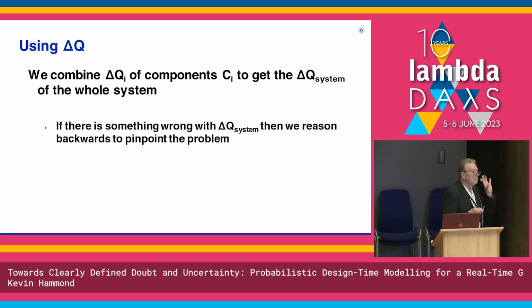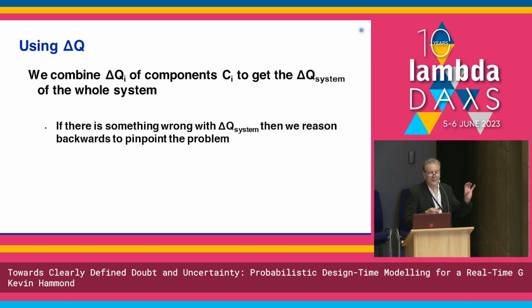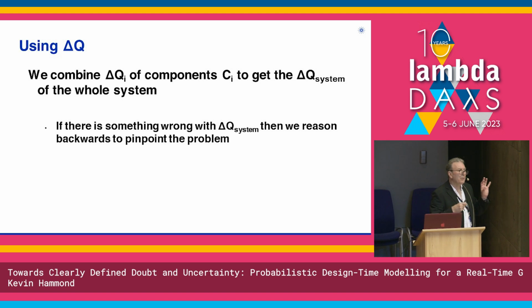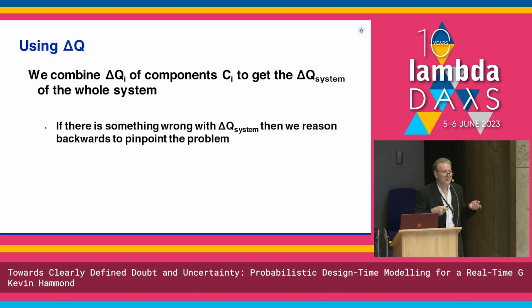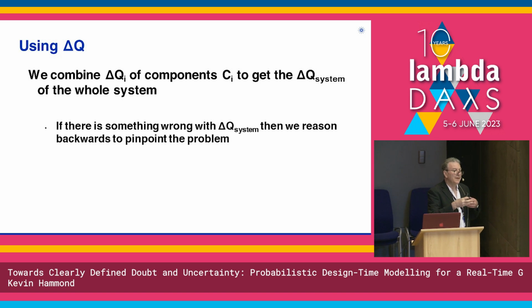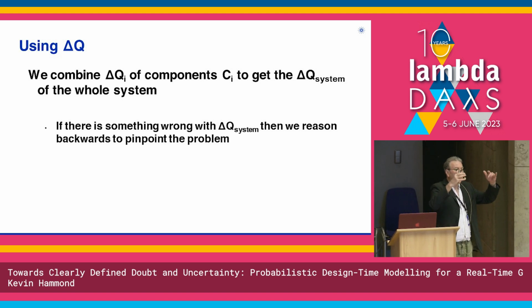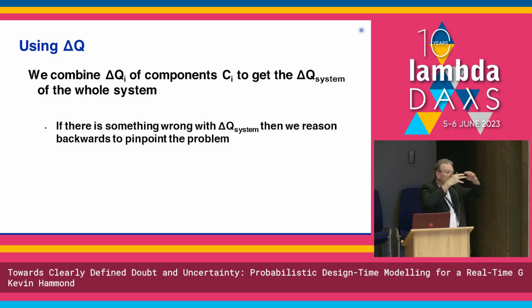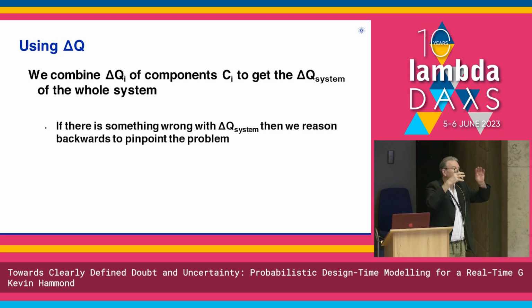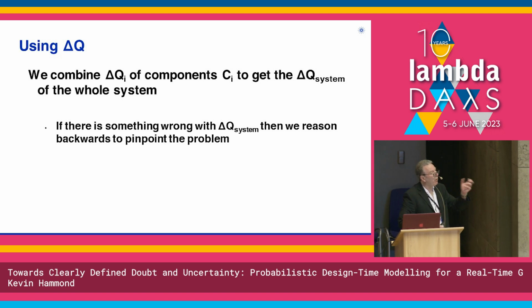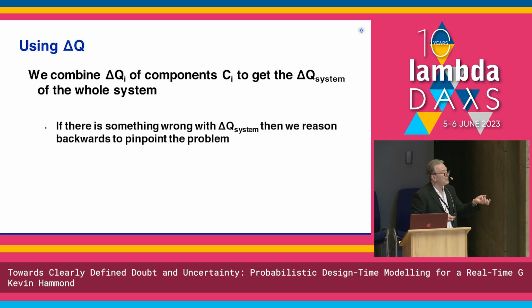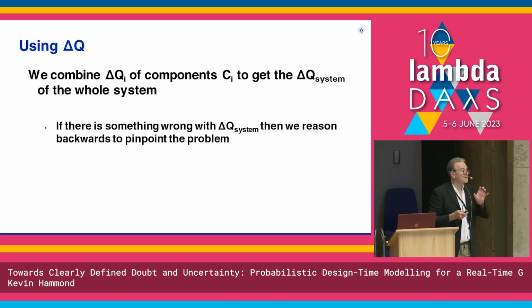But then, importantly, if there's something wrong with the delta Q for the system, then what we have to do is to reason backwards to pinpoint the problem. So this methodology not only allows us to build things up and then say, okay, well, we've built it, now what? It also allows us to say, well, actually, look, you've built it, and the way you've built it, that's going to fail. So what you now need to do is to unpick the design, go through the details, and now you can work out exactly why it is going to fail. So which of the components is causing it to fail? And that is where you have to focus on to fix the problem.